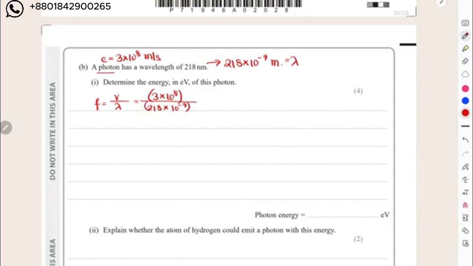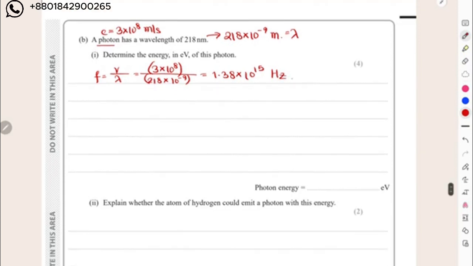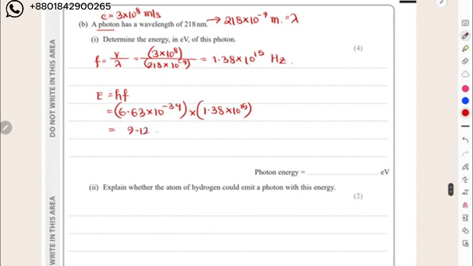If you just multiply it, you get approximately 1.38 multiplied with 10 to the power of 15 hertz. This is the value of your frequency. Now using Planck's constant, you can find out the energy, which is 6.63 multiplied with 10 to the power of negative 34, multiplied with 1.38 into 10 to the power of 15. If you calculate this, you get almost 9.12 times 10 to the power of negative 19 joules.